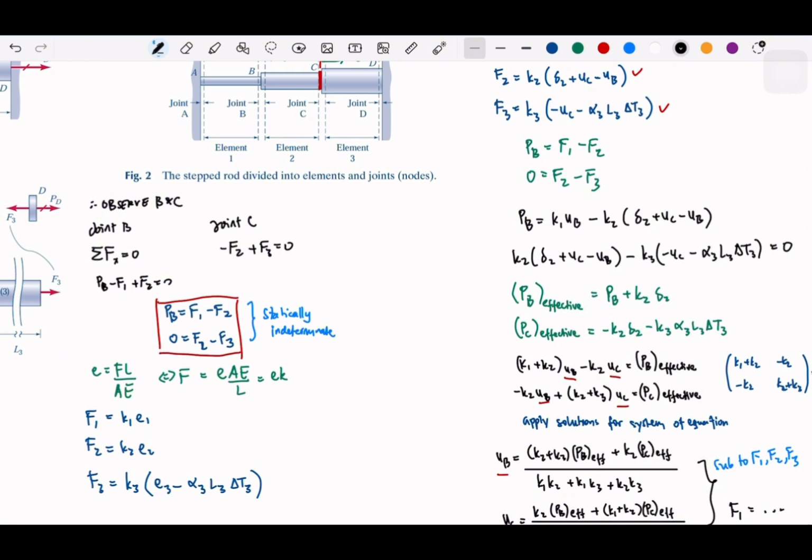This is also the same for PC, because PC and PB are in between. So when we have external force PB, it will affect the whole applied force at B and C. And so that's why we have PC effective. We also need to apply this effect from the shortened member of element 2. It will also affect this element 3.